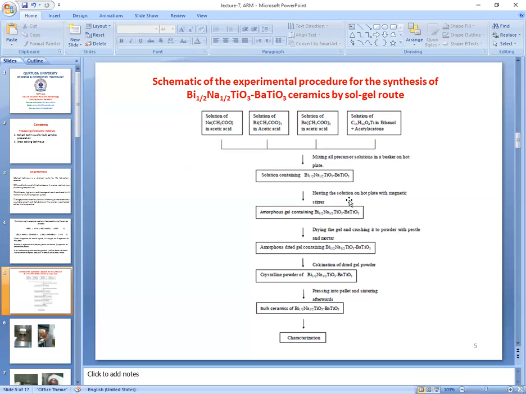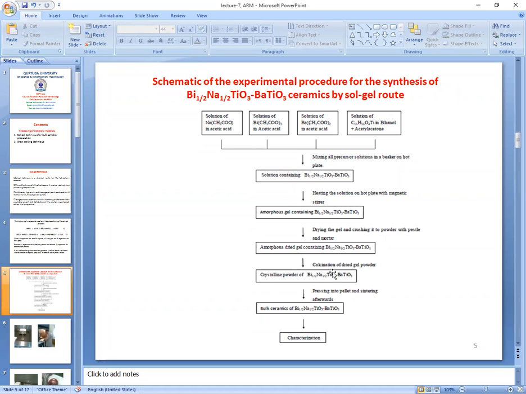This is a hot plate with a magnetic stirrer, and we heat it, and we get an amorphous gel containing bismuth sodium titanate barium titanate. This is a gel. Gel means that the powder, the basic composition, is not yet formed, but it is a gel. So we dry the gel and crush it into powder with a pestle and mortar, so we make it a fine powder.